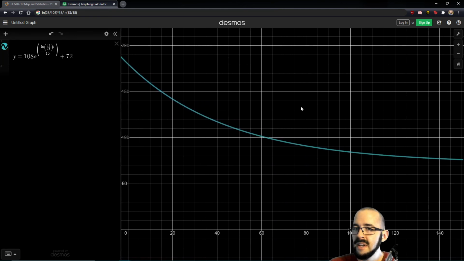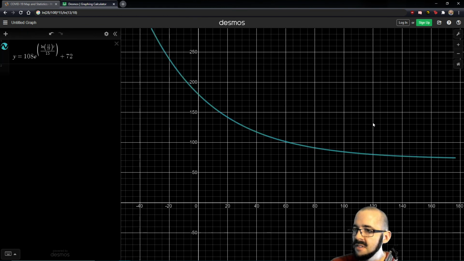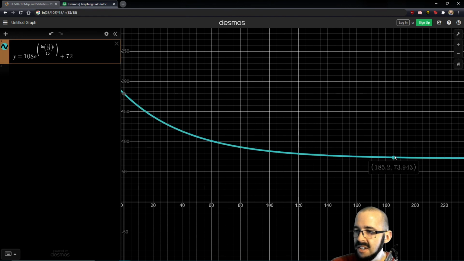And you can zoom out a little bit as well. And notice that as time goes on, it gets very close to that ambient temperature. It's going to get very, very close to 72 degrees. This is like almost 4 hours in, right? It's almost 72 degrees. Okay. All right. And that's Newton's law of cooling.